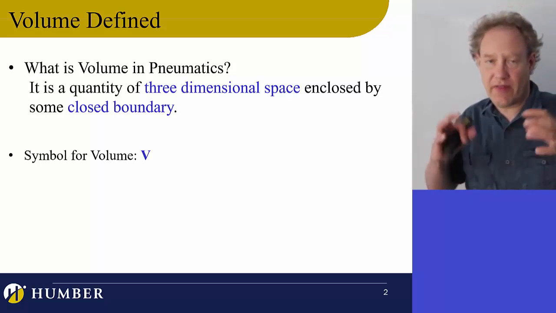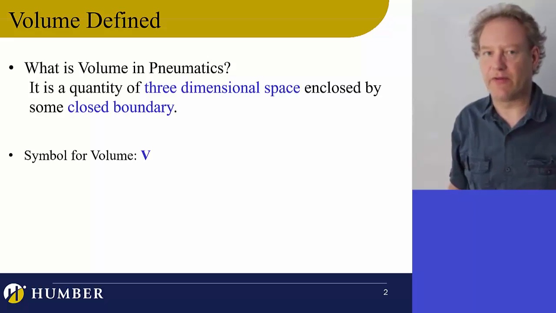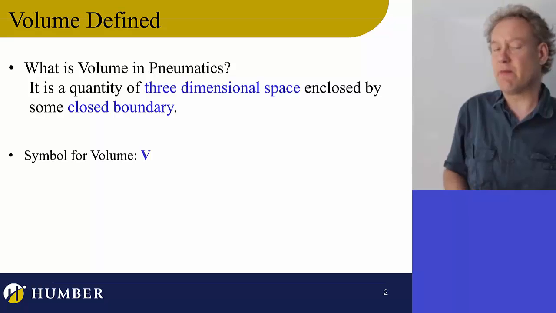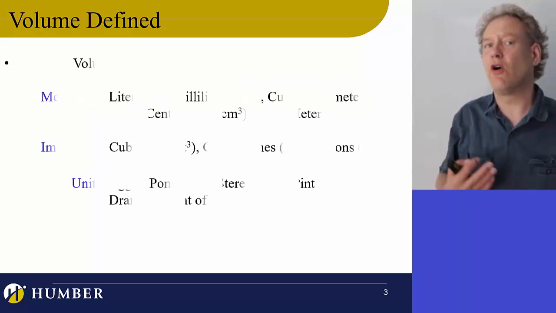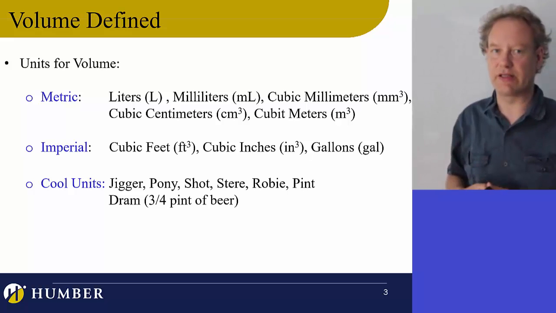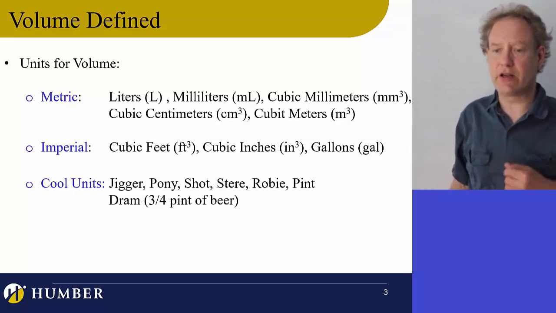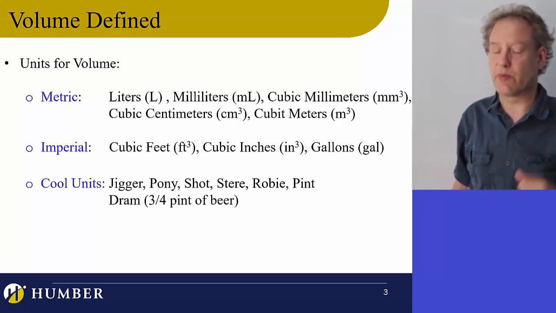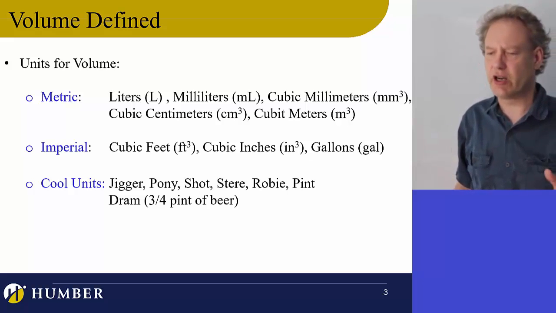So the volume of that sealed system is capital V, and there are different ways we can measure volume. It doesn't actually matter in the gas laws what unit you use to measure, as long as you're consistent. We can measure in liters, cubic feet, cubic inches, or gallons, and then there are some pretty cool units like the jigger, the pony, the shot, and a pint.